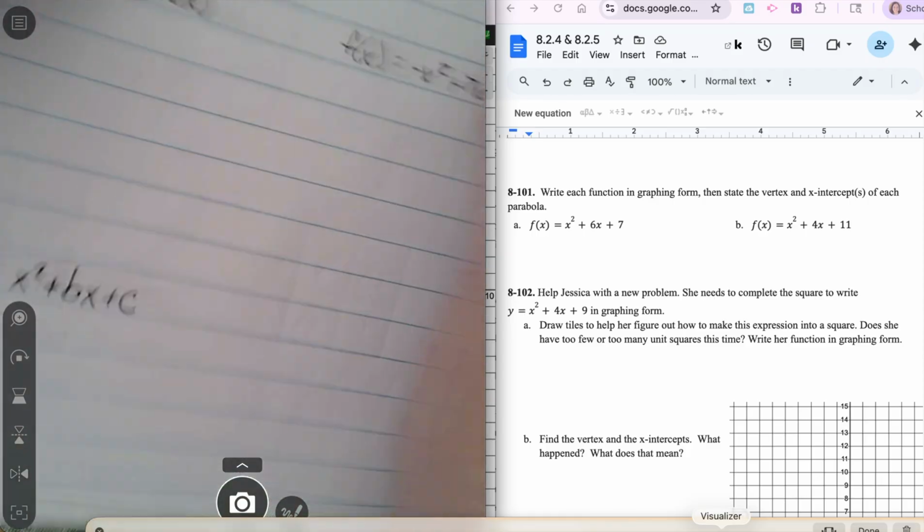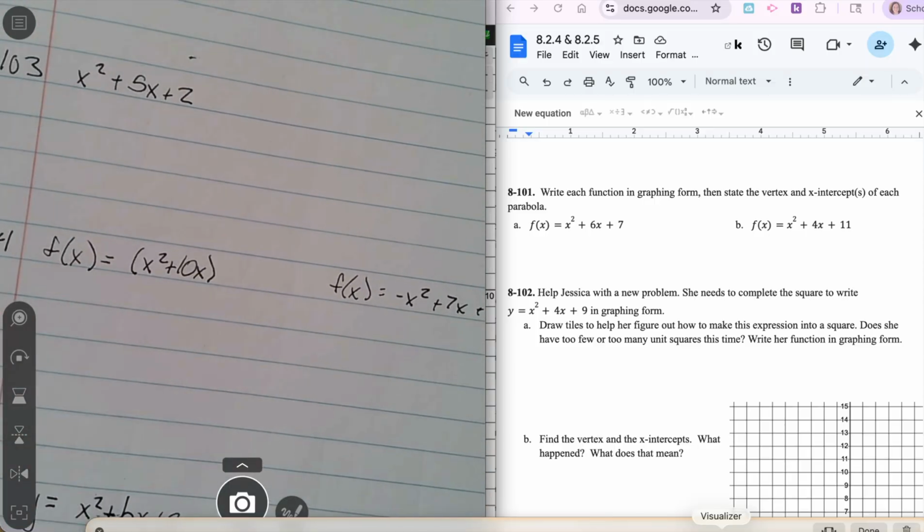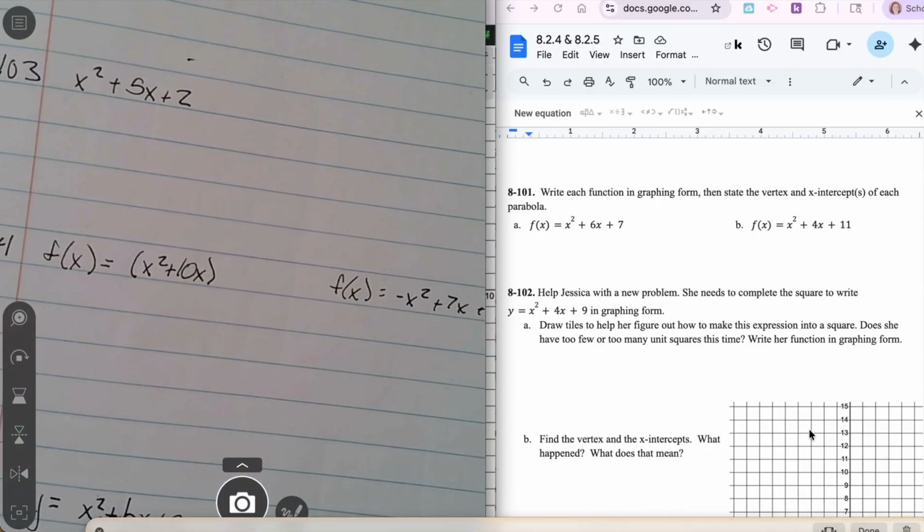Moving on to 102. So help Jessica with a new problem. She needs to complete the square to write x squared plus 4x plus 9 in graphing form.